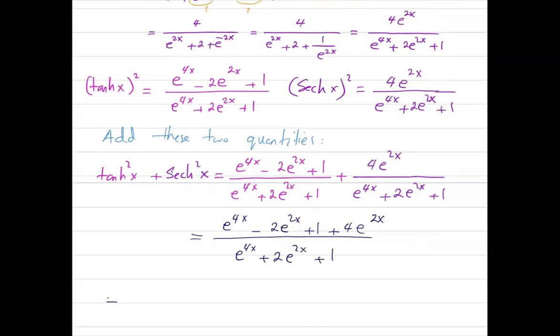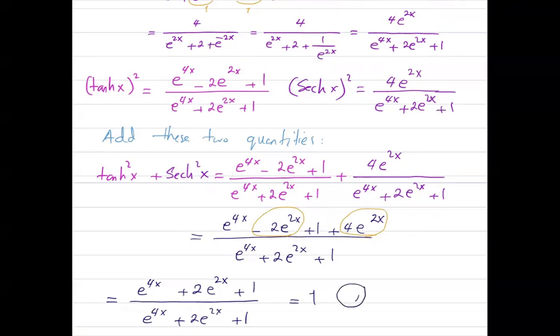Well, on the numerator, I have e to 4x. And if I combine these two together, negative 2 e to 2x and 4 e to 2x, it becomes plus 2 e to 2x, and then I have a 1 down here. If I divide this by e to 4x plus 2 e to 2x plus 1, hey, I have the same quantity on the numerator, the same quantity on the denominator. They disappear. This becomes just 1.